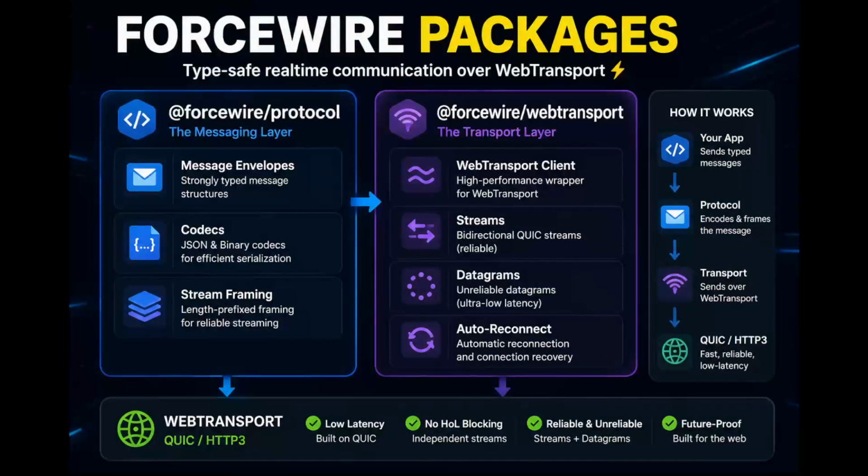So forcewire packages, well, we have two. One is forcewire protocol. It's the messaging layer: message envelopes, strongly typed structured messages, codecs, and stream framing. Then we have the forcewire web transport. It's the transport layer, and it has a web transport client. It has streams, it has datagrams, and it has an auto reconnect feature.